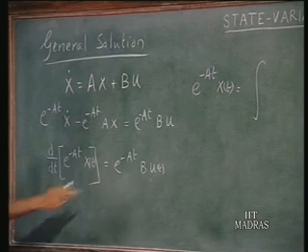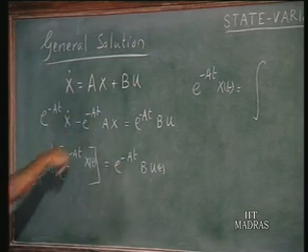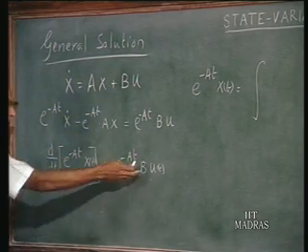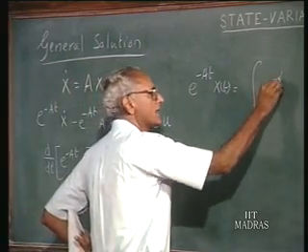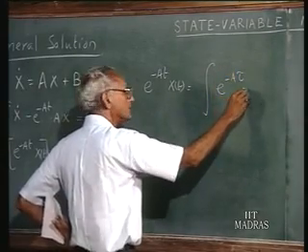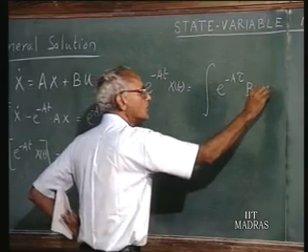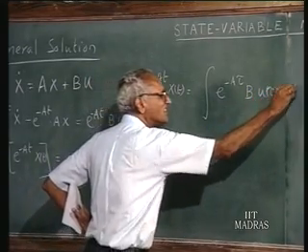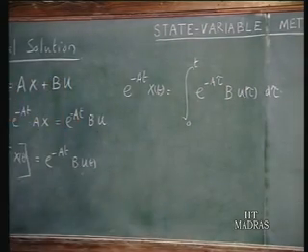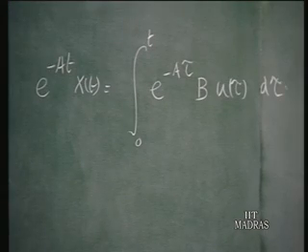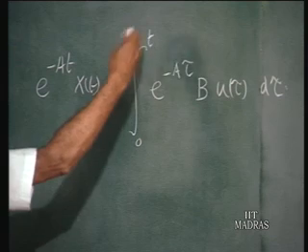Now that integral we have to, the left hand side is a function of t, therefore we can introduce a dummy variable for the integration. You can write e power minus a tau b u tau d tau, 0 to t. That is what you are having, because after all this is a function of time and the variable of integration should be something other than t.